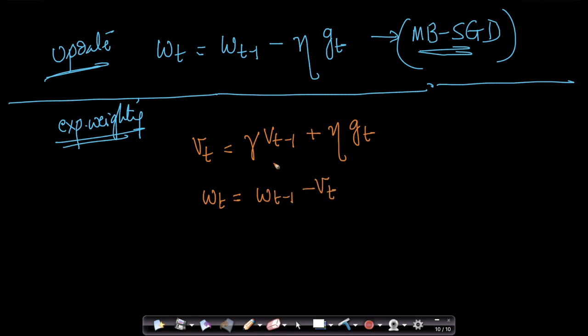Okay, now let's go and understand this. Okay, what happens? Let's write case by case. Case 1. If my gamma equals 0.